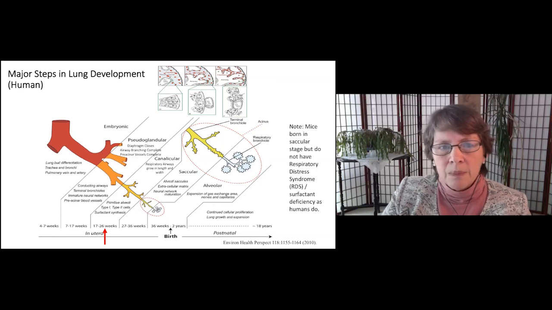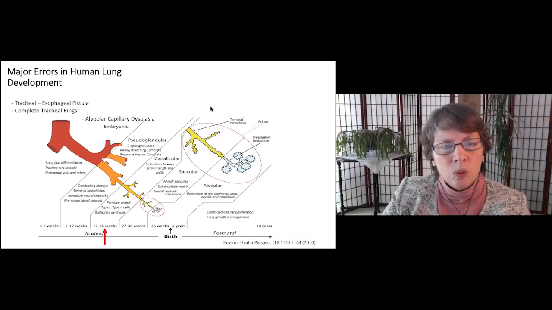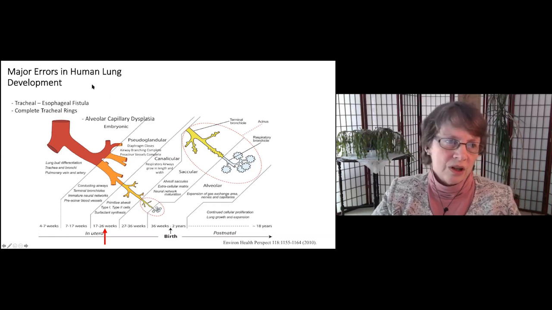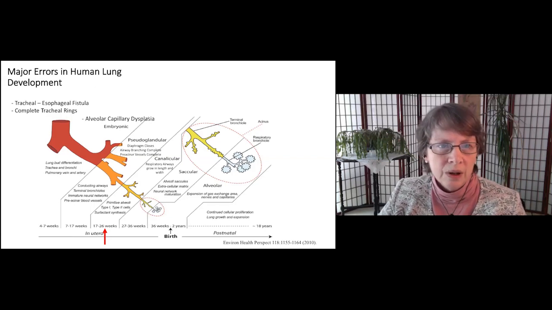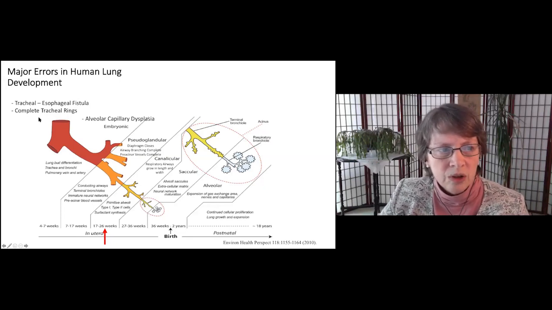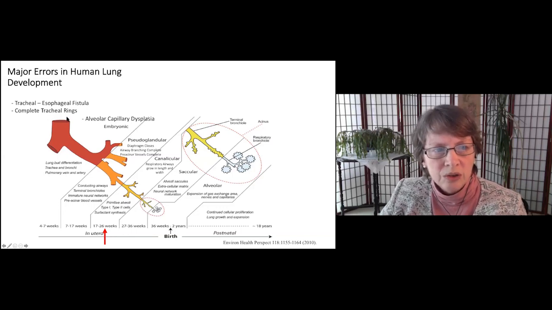Okay, so each one of these stages has a potential for error that as a neonatologist I end up having to work with when babies are born. So very early on, the development of the trachea separate from the esophagus can go awry and we develop fistulas. The formation of the tracheal rings can be complete instead of C-shaped rings. This causes abnormalities in the function of those airways.